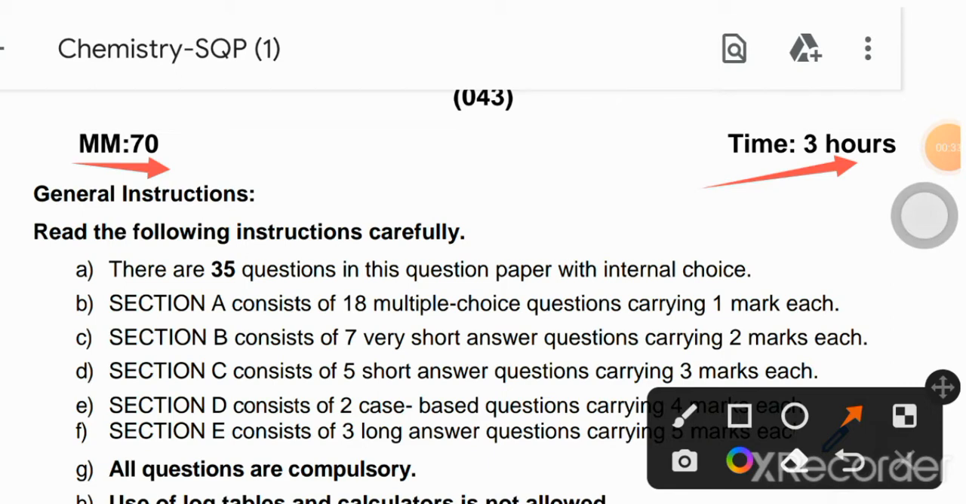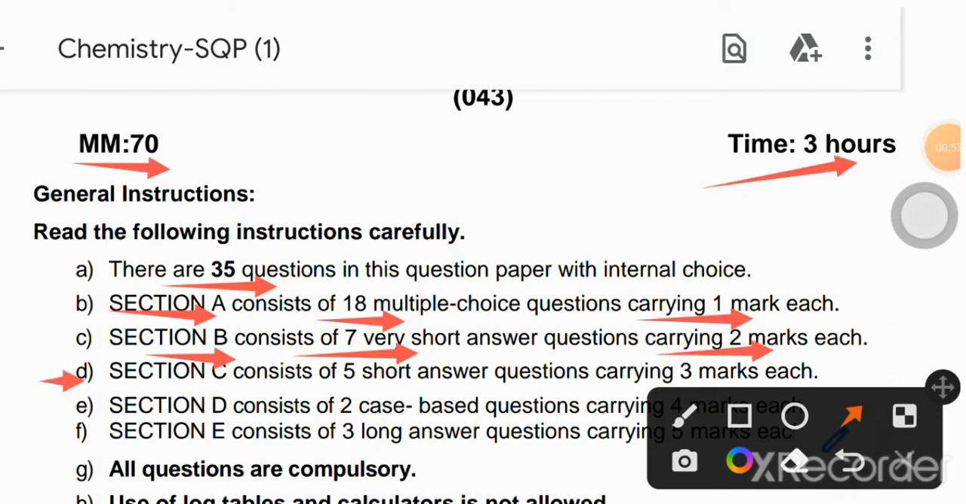First, the total question paper consists of 35 questions, and there is some internal choice present. Section A consists of 18 multiple choice questions, each one carrying 1 mark. Section B has 7 very short answer type questions, each one carrying 2 marks.